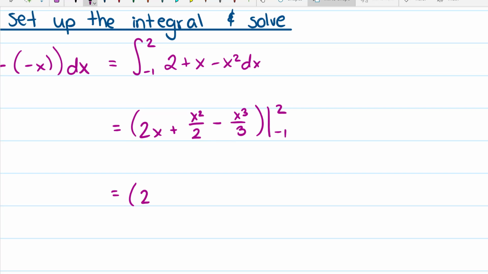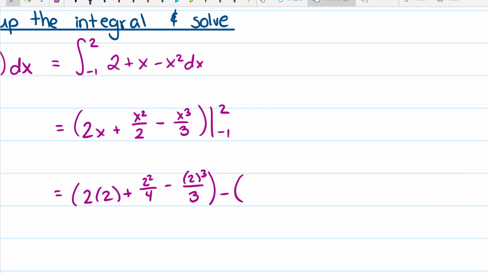So you get 2 times 2 plus 2 squared over 2 minus 2 cubed over 3, minus 2 times negative 1 plus negative 1 squared over 2 minus negative 1 cubed over 3.